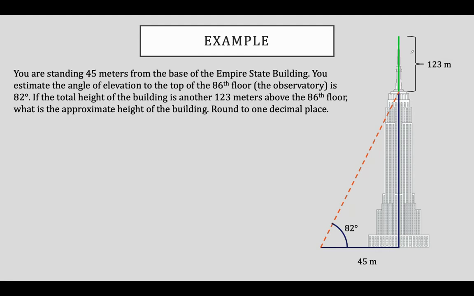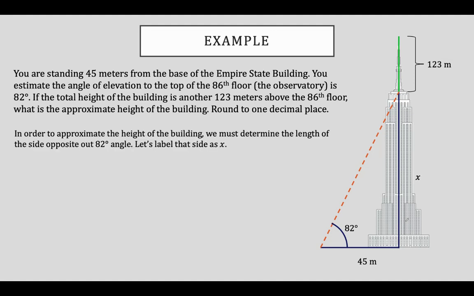All right, so here we have a good drawing of what we are trying to find. We now need to approximate the height. Well, do you agree that if we need to approximate the entire height, that would require us to find this side of our right triangle? Okay, so whenever you're trying to find something, if it's an unknown, give it a variable label. Let's call it x. We must determine the length of the side opposite the 82 degree angle. Let's label that side as being x.